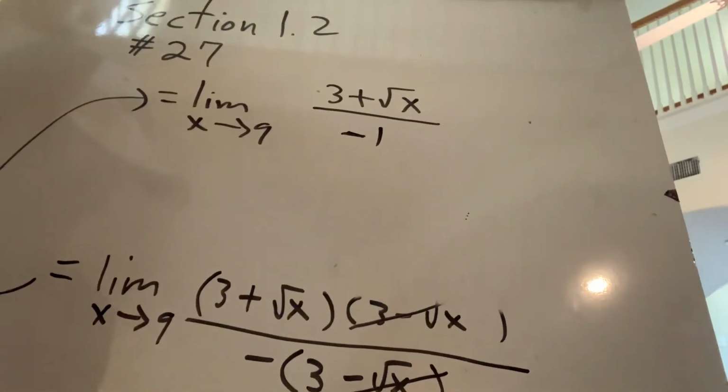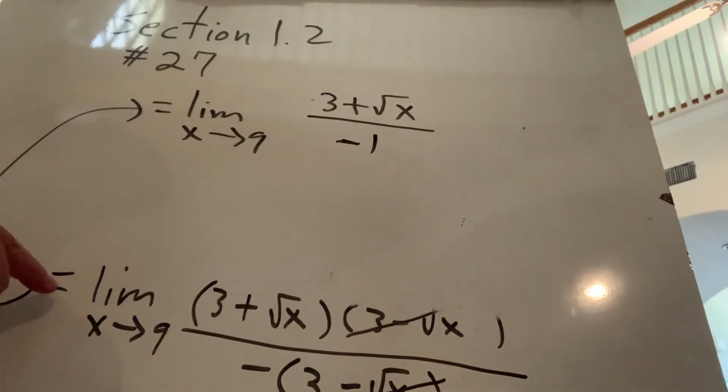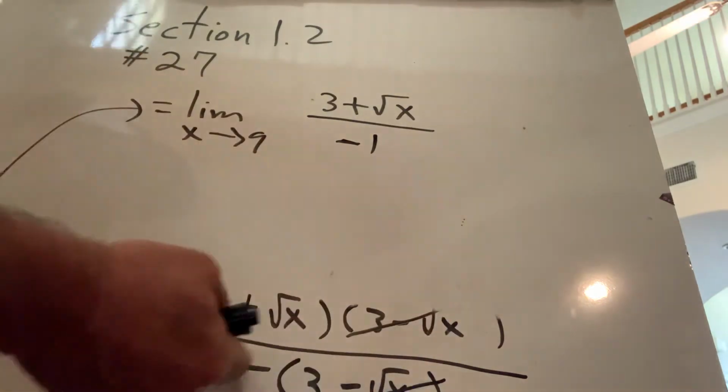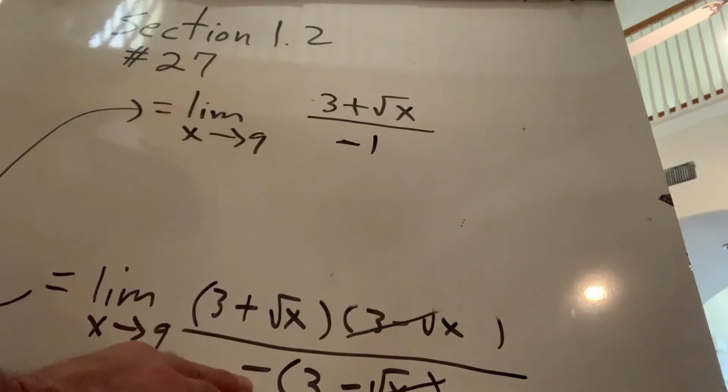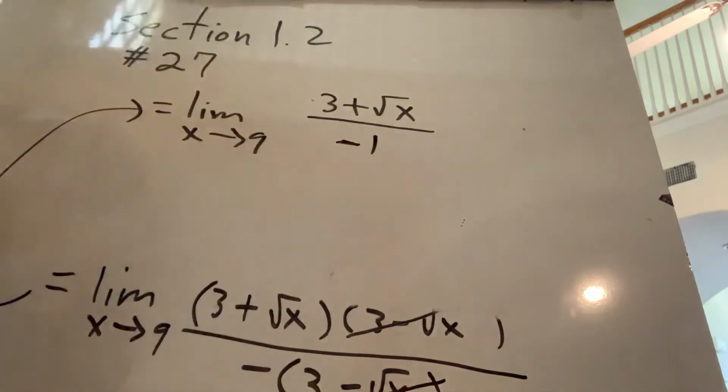Sorry about that. So as we go up here, again, we cancel the 3 minus the square root of x's. So you're just left with 3 plus the square root of x. But of course, you still have the negative in front that we have to factor out. So I'm just going to write that as negative 1.